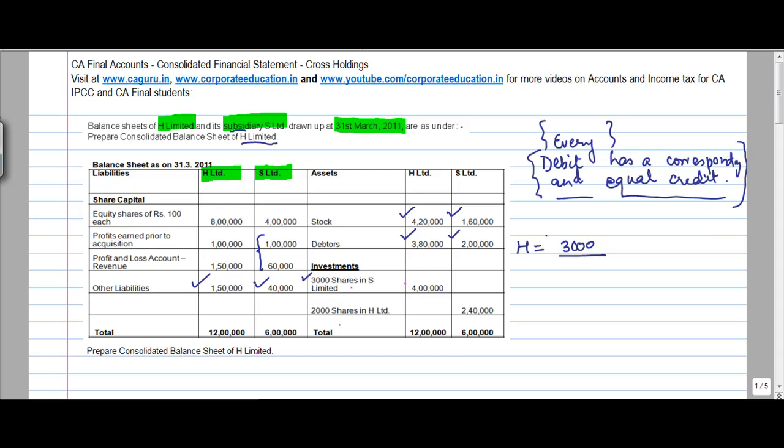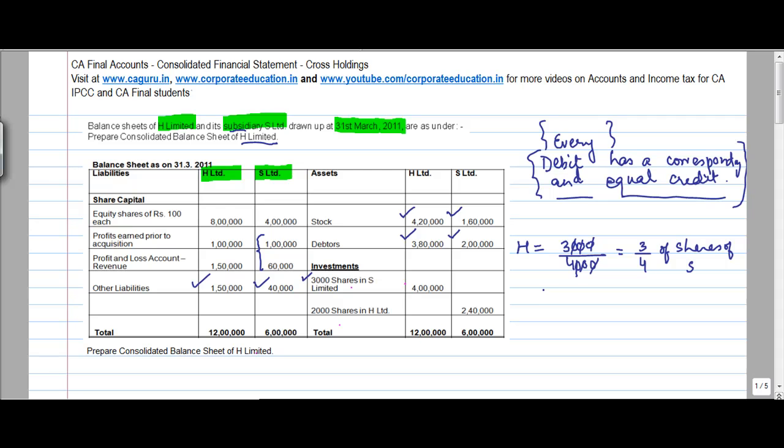And what is the total share capital of S Limited? It is 4 lakh. And each share is of 100. So 4 lakh divided by 100 gives me 4,000. So the total share capital of S is equal to 4,000 and H holds 3,000 shares out of it. Right? So 1, 2, 3, 1, 2, 3. 3/4 of shares of S. Okay.